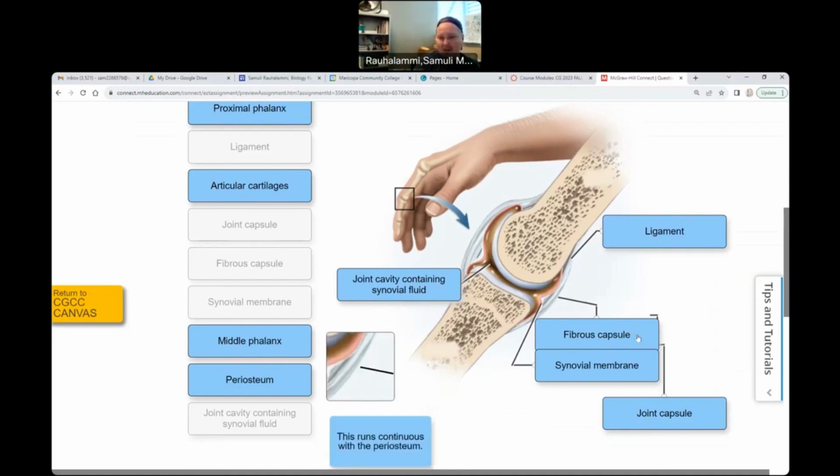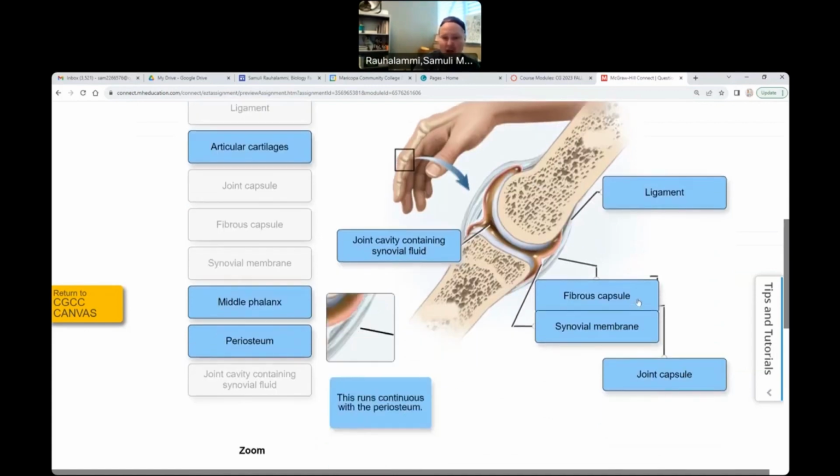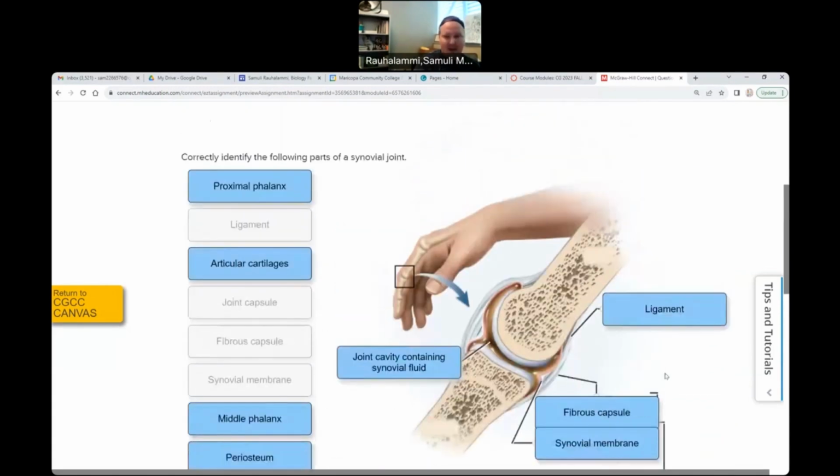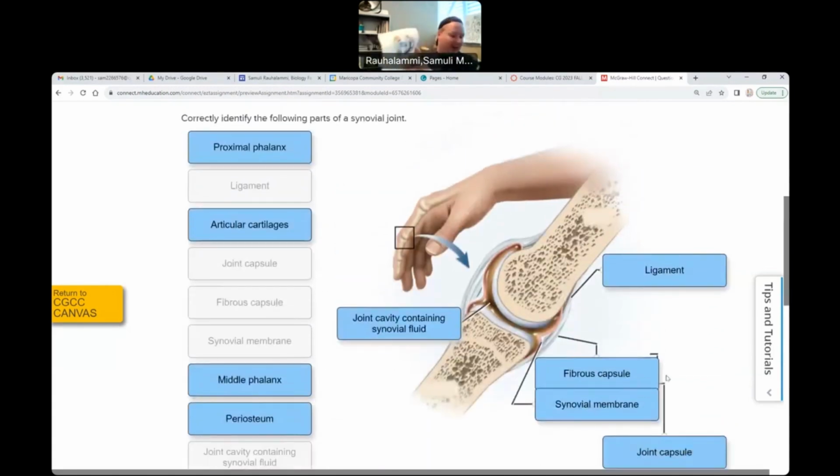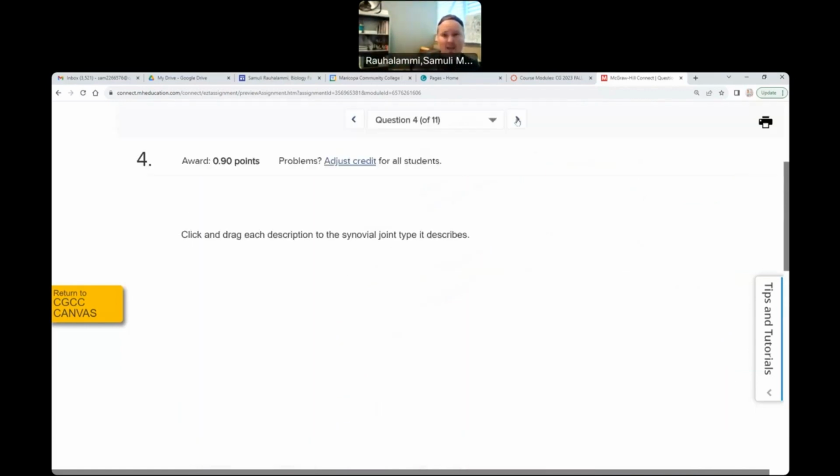What else can we see? We can see the fibrous capsule running continuous with the periosteum, and the synovial membrane, the layer that secretes synovial fluid, forming the joint capsule. We saw those in our previous review as well, as you remember from the diagram that we did together. Let's have a look. What else can we see?